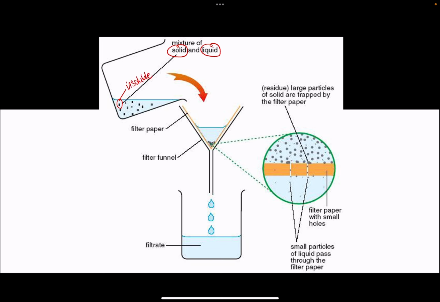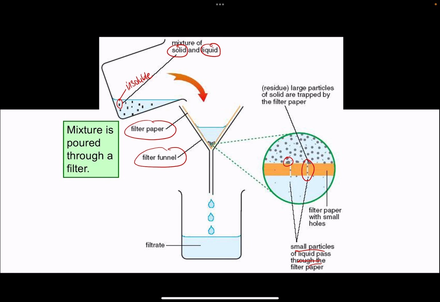You will pass it through what we call a filter funnel with filter paper folded in it. And this filter paper, a little bit of background, contains small holes, whereby it allows small particles to pass through the paper, but large particles will get stuck on the filter paper. First we will pour the mixture through a filter. Step 2, the small particles will pass through, but the large particles will not, and they are all stuck on the filter paper.